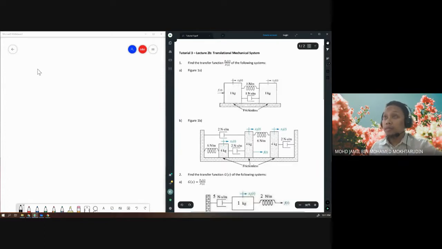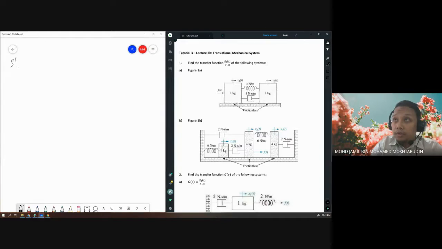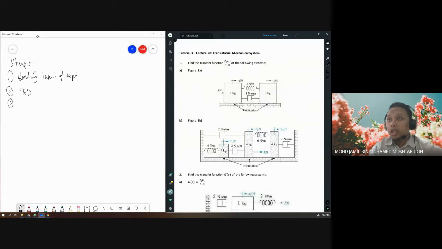Okay, so there are 4 steps. Let's recap on the steps involved. Firstly, we need to identify the input and output. Although the steps seem unnecessary, it's better if you follow the steps given, so that your answer is more complete. Number 2, you draw the free body diagram. Number 3, write the equation of motion in frequency domain. And lastly, find the transfer function, TF.